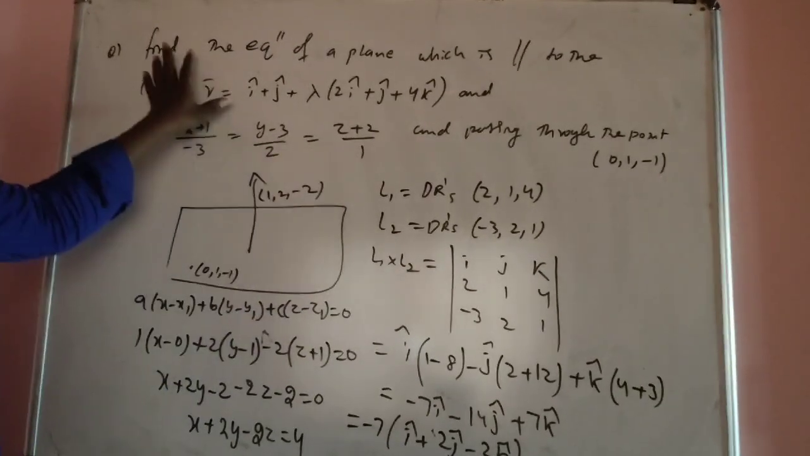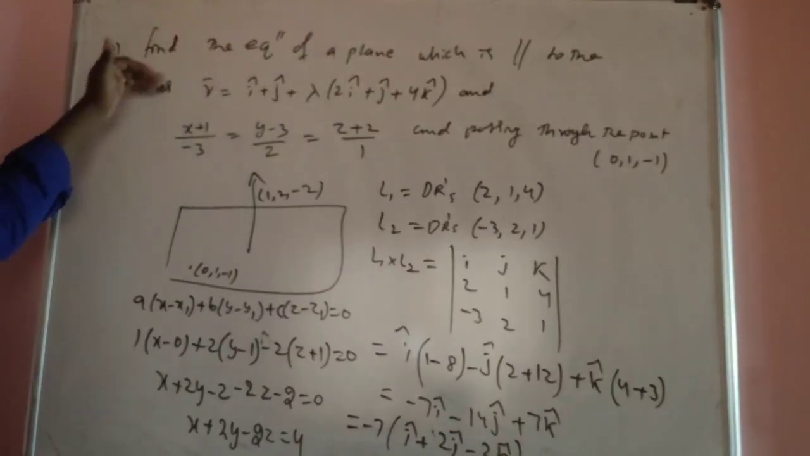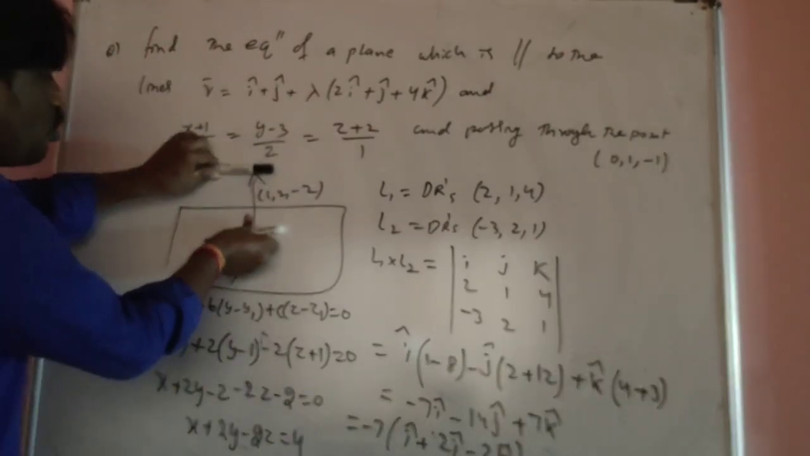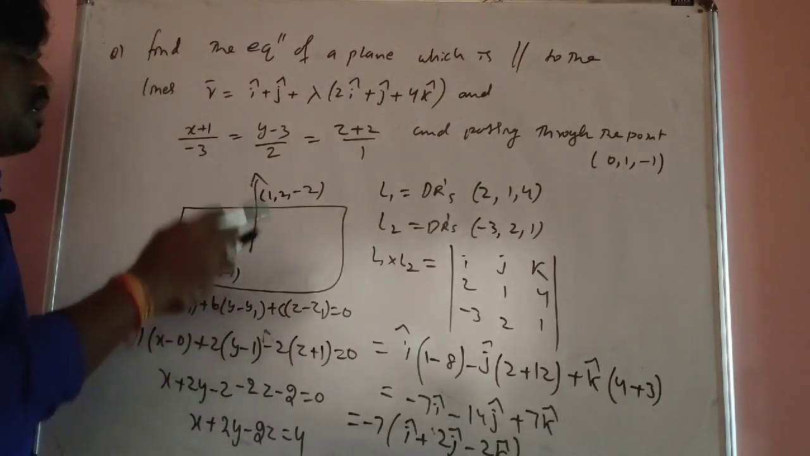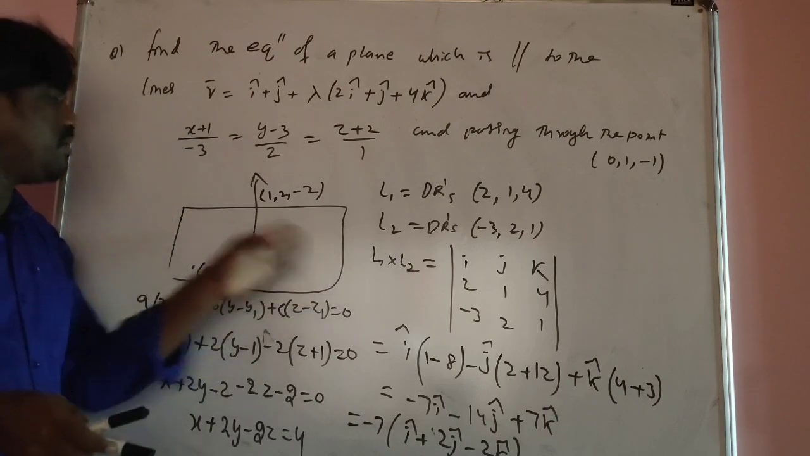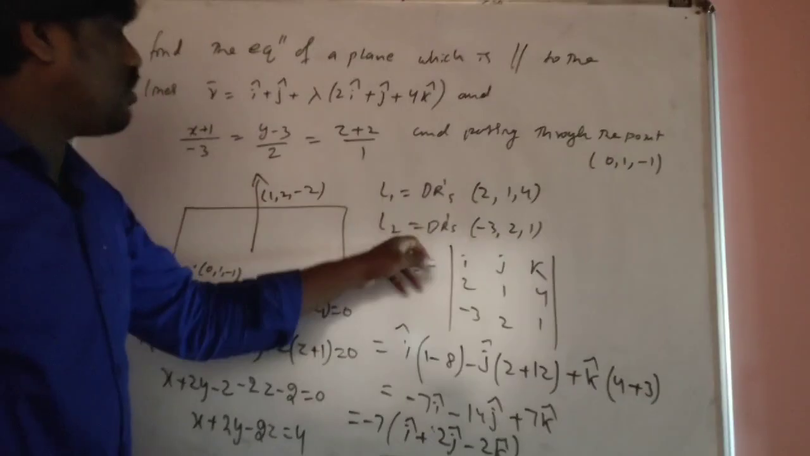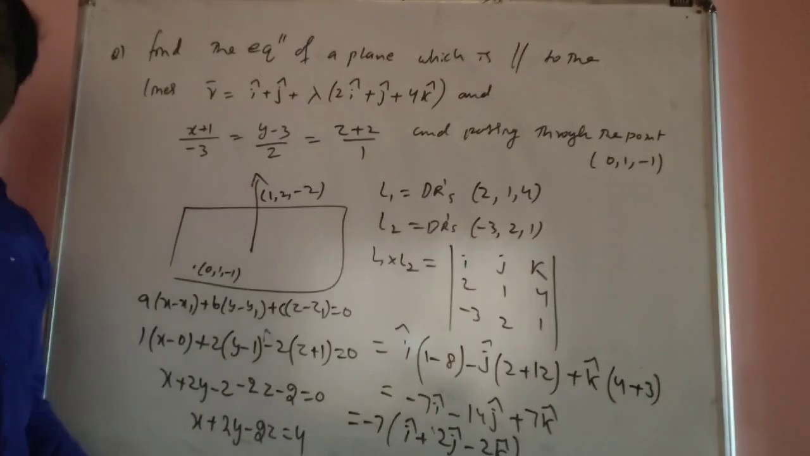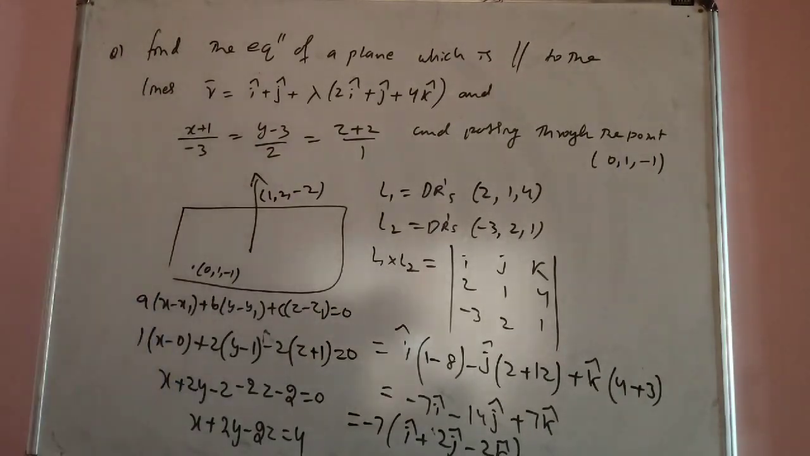What is given in the question? You have to find the equation of the plane which is parallel to these two lines and passing through the point. The cross product of the DRs will be normal to the plane. That's it. I took L1 DRs, L2 DRs, did L1 cross L2, and then you get the answer. These are very important questions for JEE. Hope you understand. Let us go for the next question.